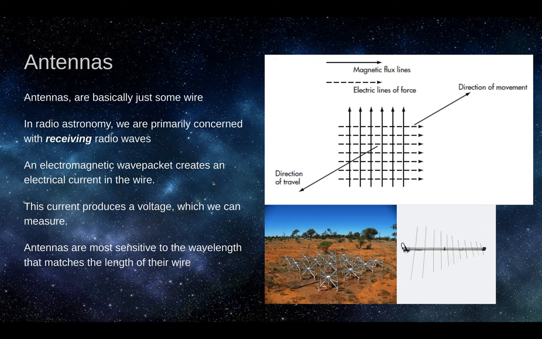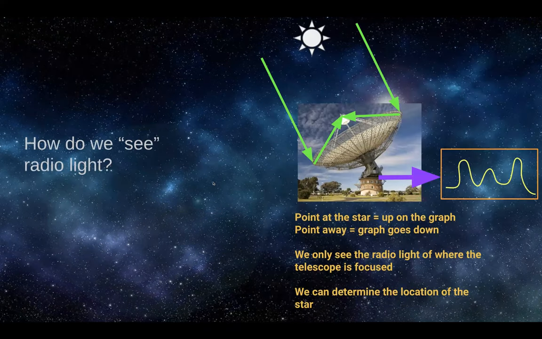So hopefully everyone has at least a rough understanding of what we're going on here. With that in mind, how do we actually see radio light? On the right here, we have the Parkes radio telescope, which is one of the most famous telescopes in the world. It was part of a movie called The Dish, which I recommend everyone sees. It's pretty nice. Anyway, the idea here is that when you point your radio telescope at something that has a radio signal, it will generate a voltage, and this will generate a response from the telescope. And this is what this yellow line is over here.